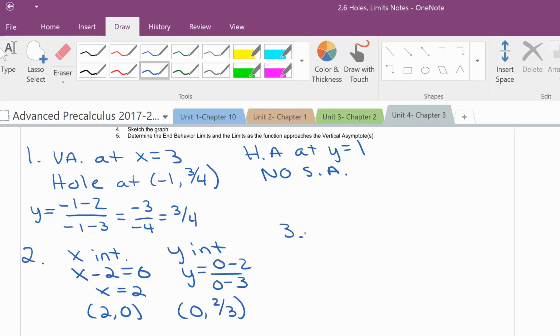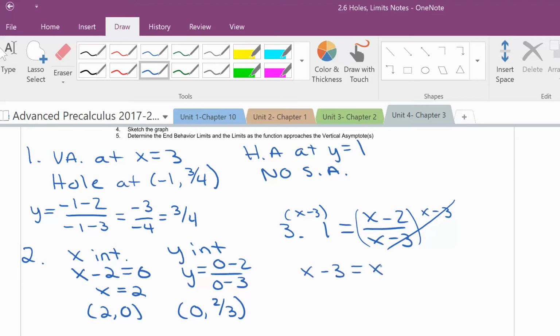So then you want to figure out if the horizontal asymptote is crossed, so you set 1 equal to x minus 2 over x minus 3. When you multiply to get rid of the fraction, you get x minus 3 equals x minus 2. That means that negative 3 is equal to negative 2, which means it is not crossed.